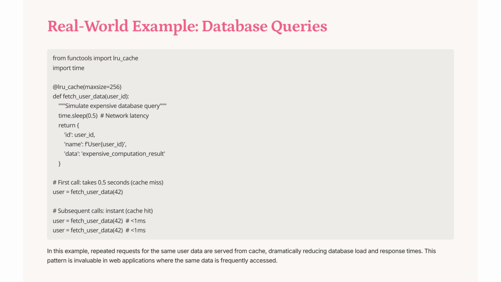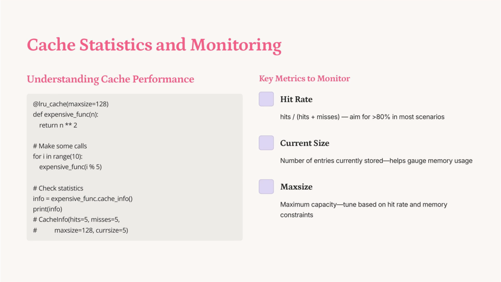Using LRU cache with a maxsize of 256, we efficiently cache database query results. The initial fetch for user data incurs a 0.5-second delay due to network latency. However, subsequent requests for the same user are nearly instantaneous, significantly reducing server load and improving response times in web applications. Monitoring cache performance is crucial.